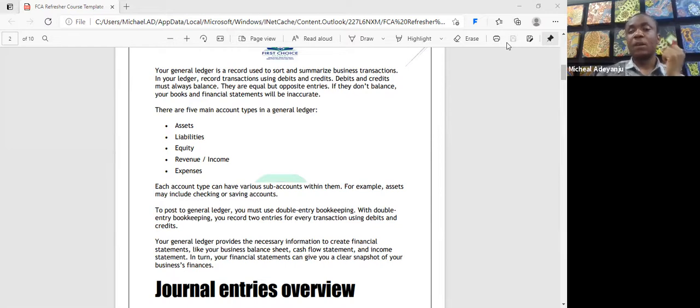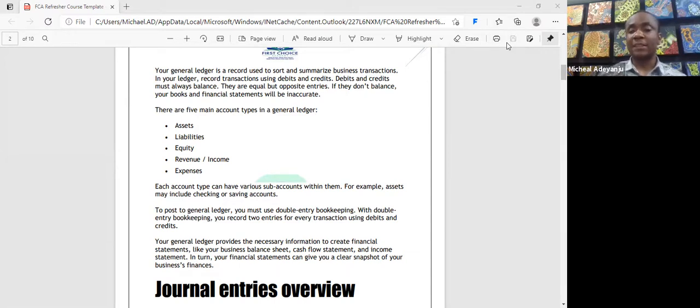To post to the general ledger, you must use double entry bookkeeping. If you don't know the golden rule of accounting, here it is for you: for every debit entry, there is always a corresponding credit entry, and for every credit entry, there is always a corresponding debit entry. What this tells us, like I earlier explained, is that a transaction always involves two sides. One is the receiving side and the other is the giving out side. The one on the receiving side is the debit and the other is the credit.